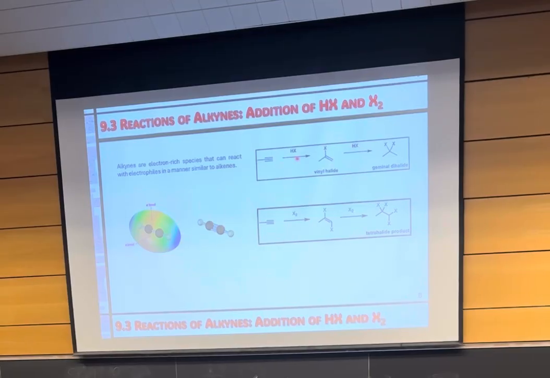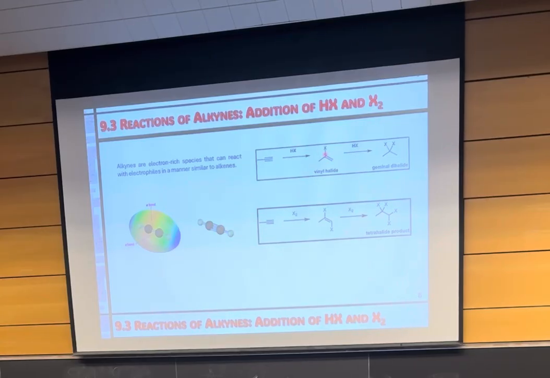Here's a reaction of alkynes. What do we got here? So here's a terminal alkyne. We add HX across it. It's an acid, HCl, HBr. What's going to happen? This is a nucleophile. It's going to attack the electrophile, the proton. You're going to get a carbocation on the secondary one, which is a vinylic carbon.